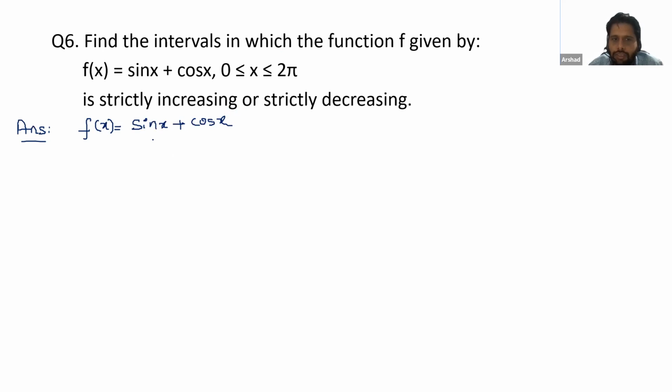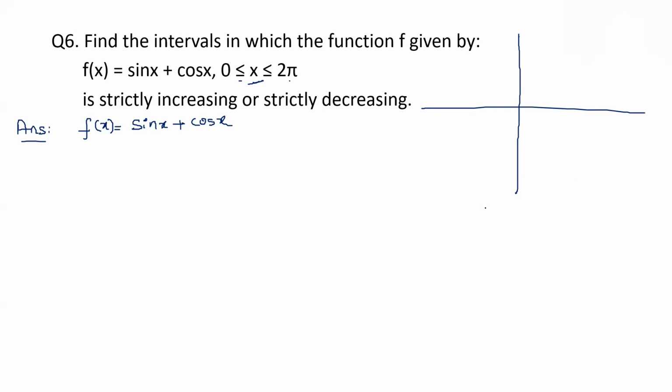Please check here. We have f(x) is equal to sin x plus cos x, and this is 0 to 2 pi. So anyone can tell me that this x lies in which quadrant? We are going to find the critical point, but before that, we need to check which quadrant x lies in. Any guess? Sir, first quadrant. Not only first. Anyone else? Yes, Noma, that's correct. Very good. All four quadrants.